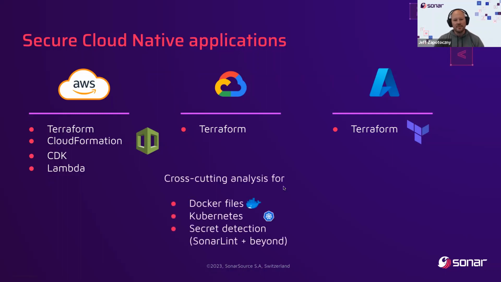We've also added some cross-cutting analysis features for a lot of the common scenarios that are going to come along with applications on their way to deployment. So if you're using Docker files to assemble your application together, we're scanning those now too. Kubernetes configuration files as well. And we've also made great strides in the space of secret detection.